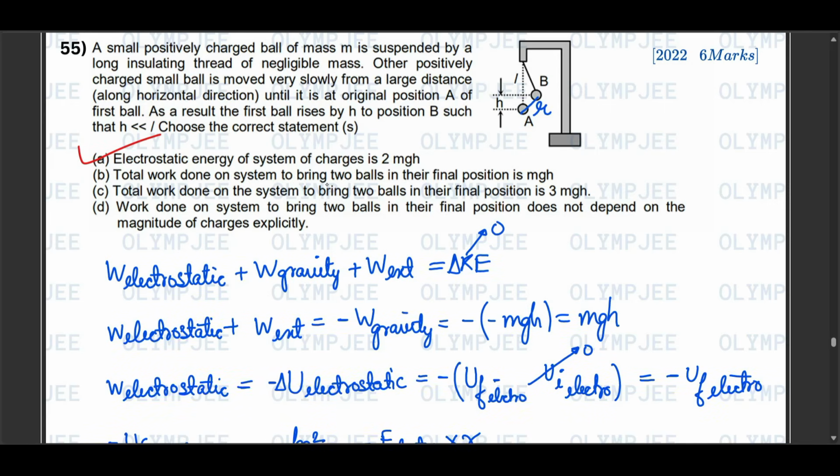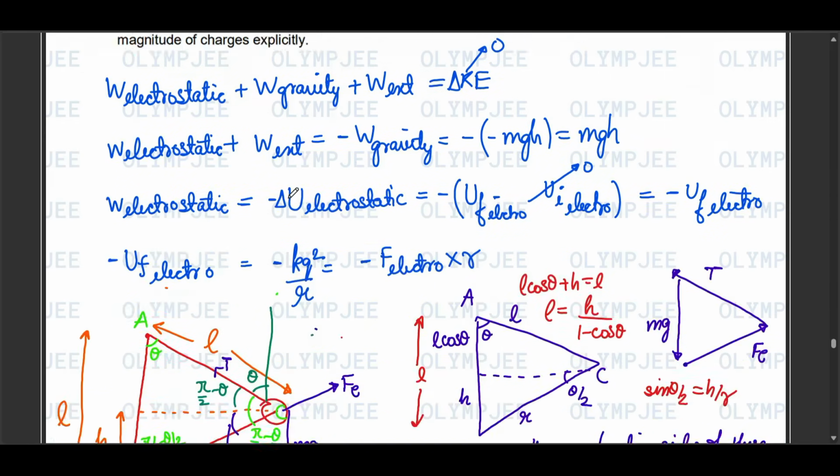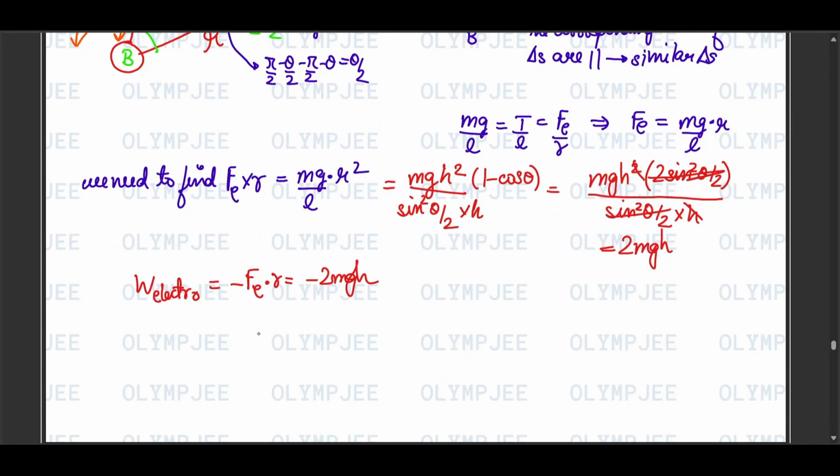Total work done on the system. This is talking about the external force. So let us calculate the external force. So minus 2 mgh plus work done by external is equal to mgh. So work done by external will come out as 3 mgh.